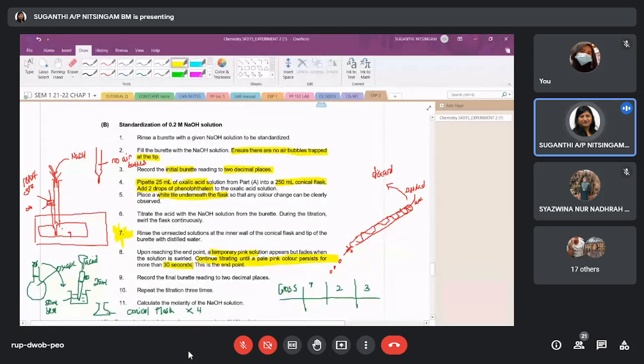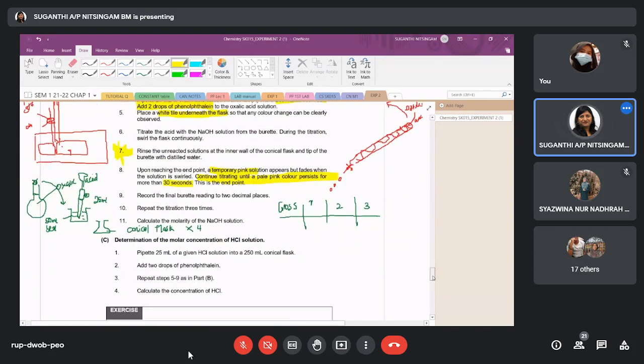Only then is it the end point. The pale pink that we get has to remain for 30 seconds. If it changes, that is not the end point. Okay, so it has to be maintained for 30 seconds. And then you record the final reading. It looks like this, but once you have done it, then it's okay.